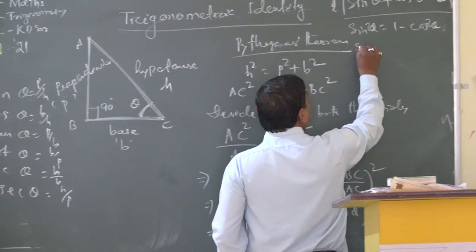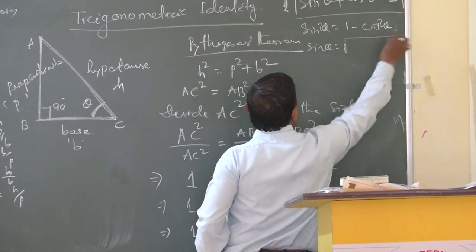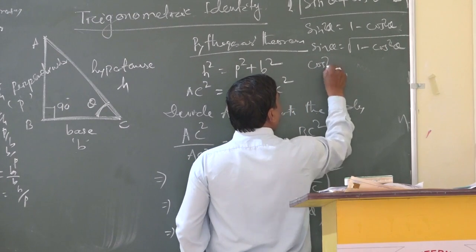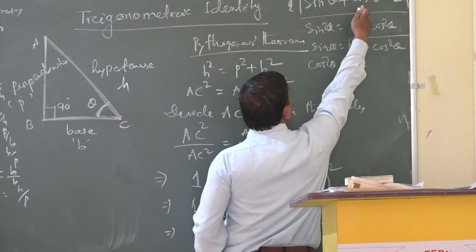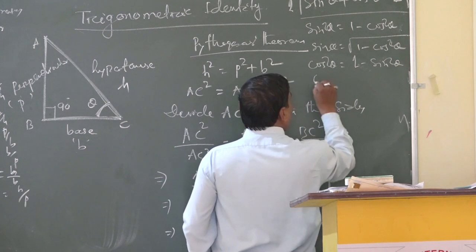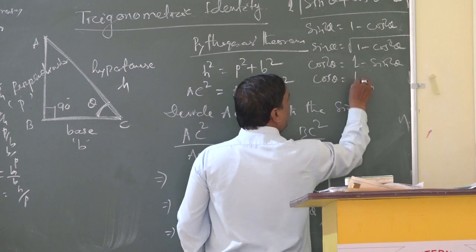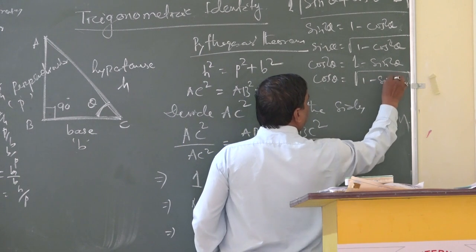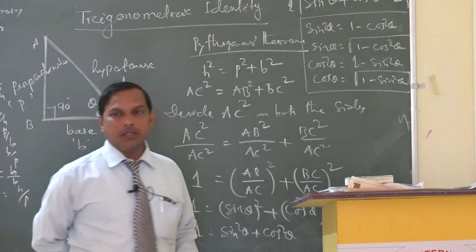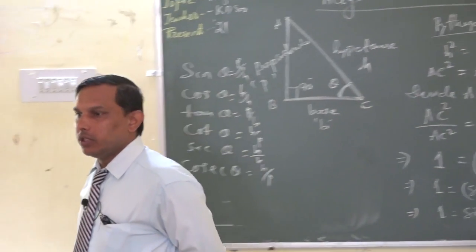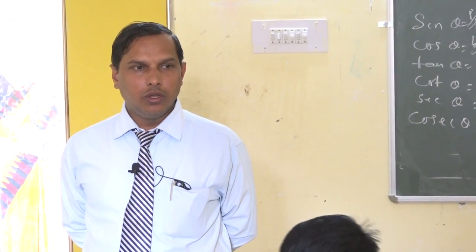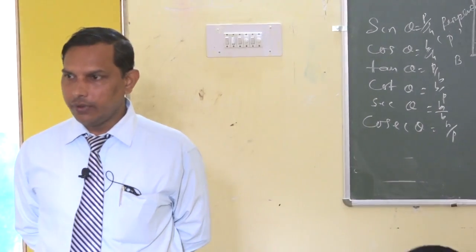And if it is asking sin theta, then it is square root of 1 minus cos square theta. Clear? If asking cos square theta, in place of cos square theta we can write 1 minus sin square theta. Then what about cos theta? Square root of 1 minus sin square theta. Clear all of you? These are the sub formulas we are getting by using the identity sin square theta plus cos square theta equal to 1.